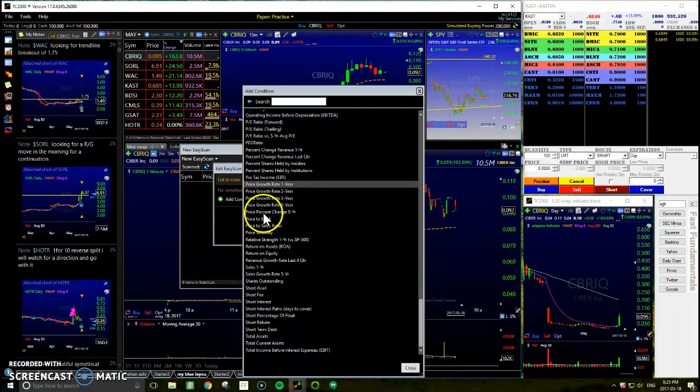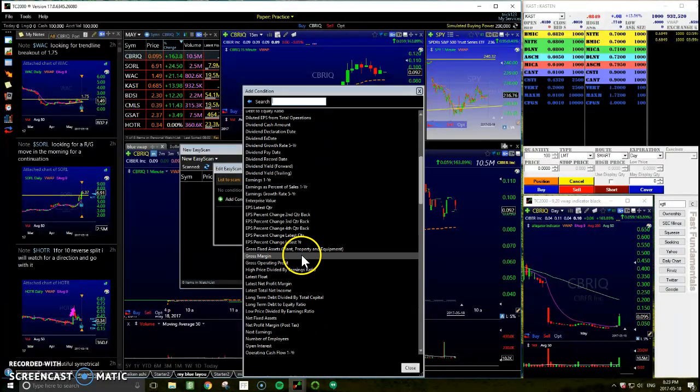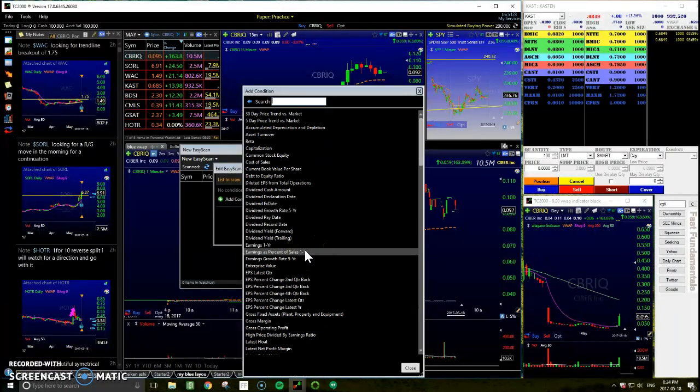So we'll take a look at some more of their already kind of predefined conditions. Some good ones that I like. They have the 52-week high. They have all that. There's so much you can do. I mean, it's absolutely amazing.